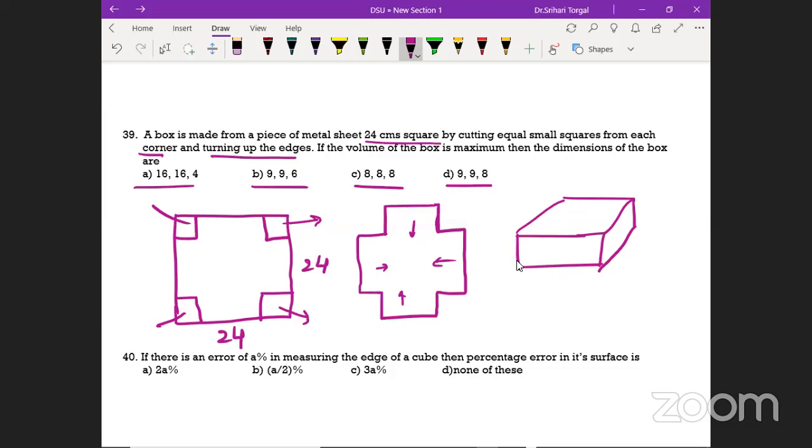Now, if the volume of the box is maximum, then the dimensions of the box are how much you have to cut here. Let me call this x. And what is this length? This is 24 minus 2x. Why? Because this is also x, this is also x, so this length will be 24 minus 2x. Correct? And what is the volume of a box here?